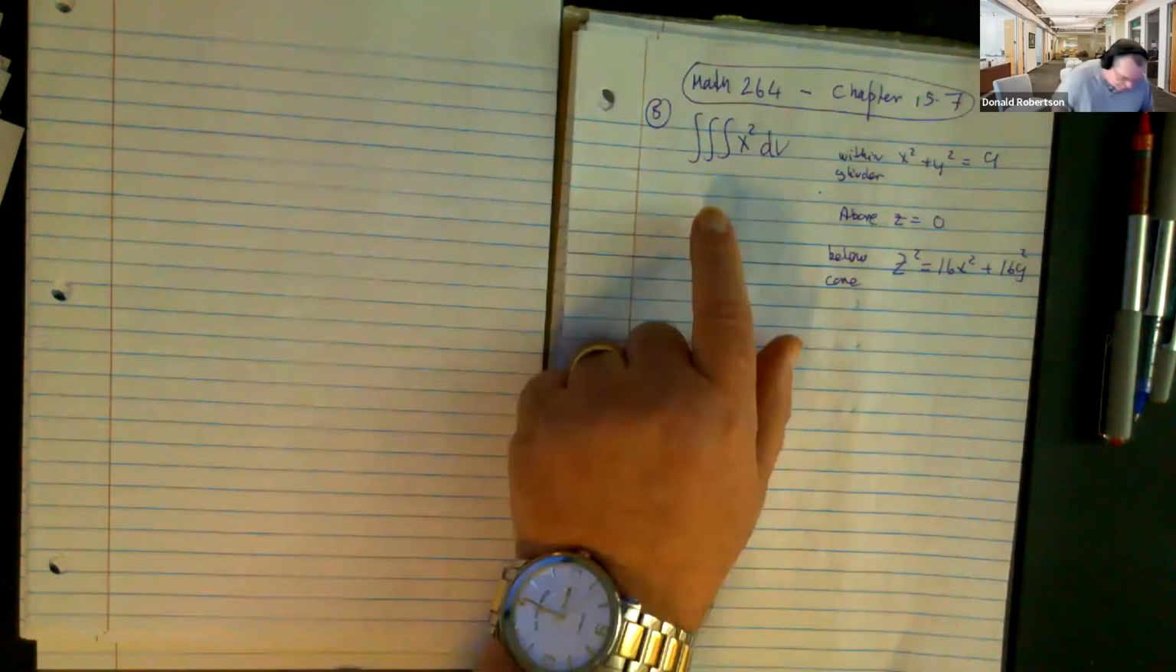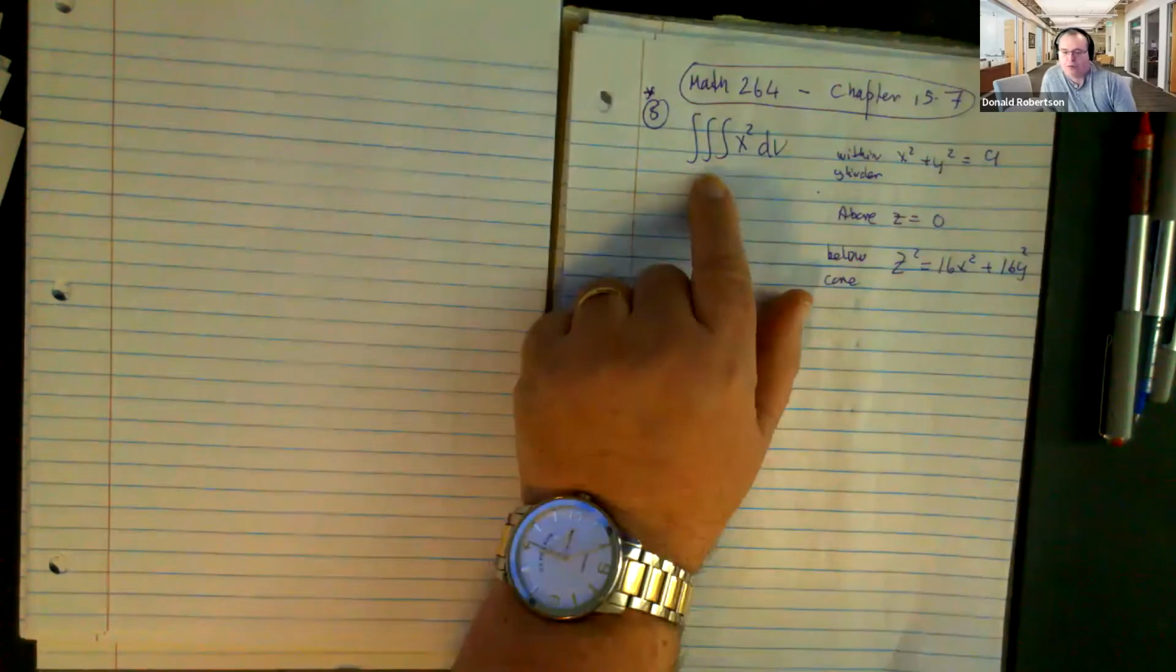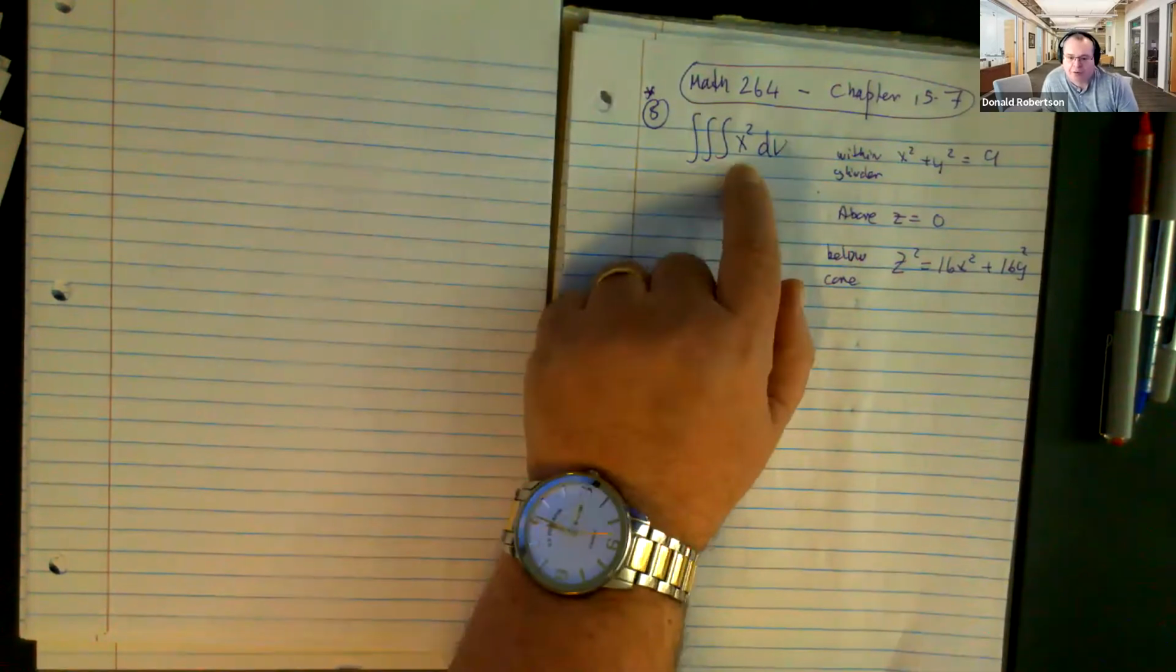This is a version of question 8. So we're not finding volumes anymore. We're actually finding the triple integral of x squared, and the region E is described as follows. There's a lot going on in this one. Essentially, you've got a cylinder and you've got a cone, so one is eating into the other.